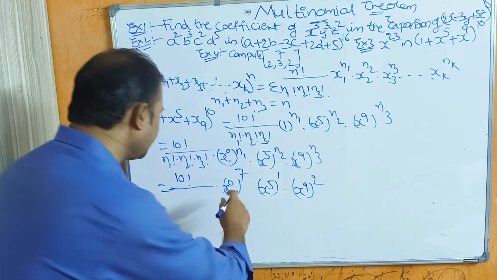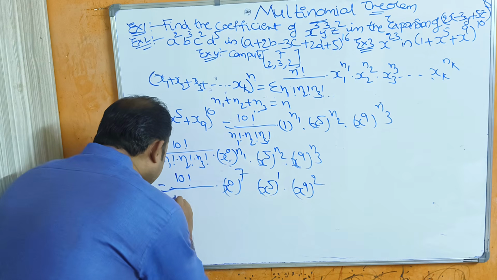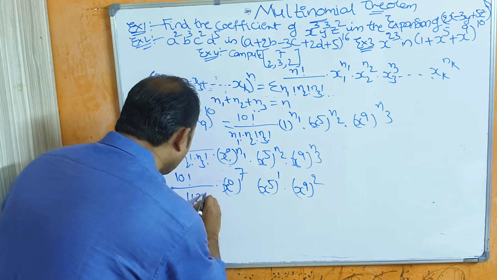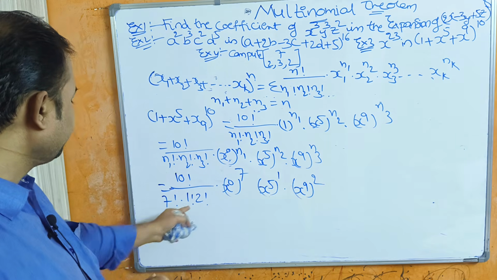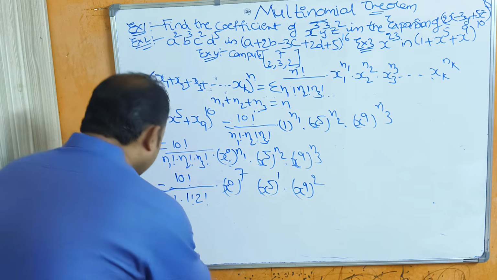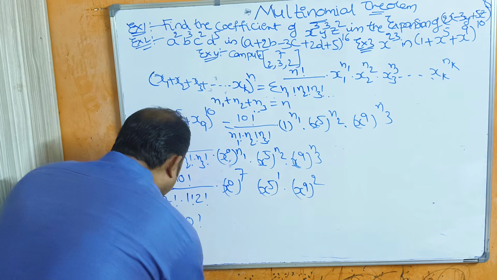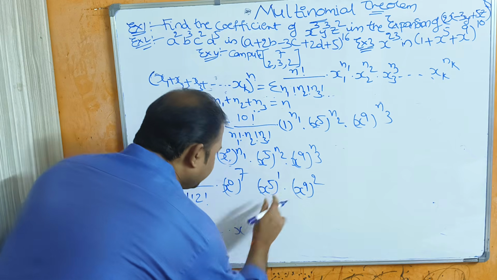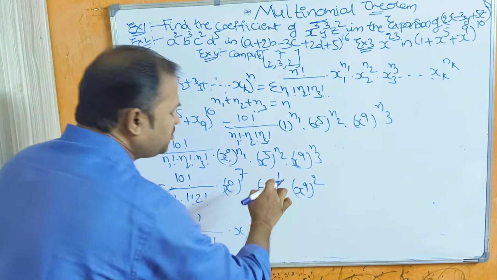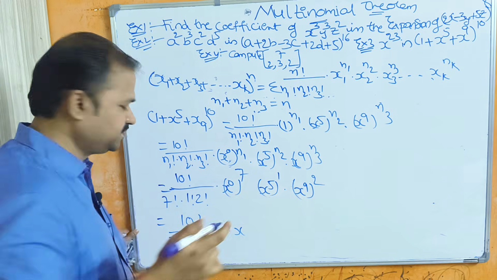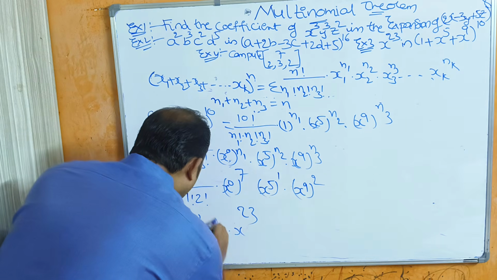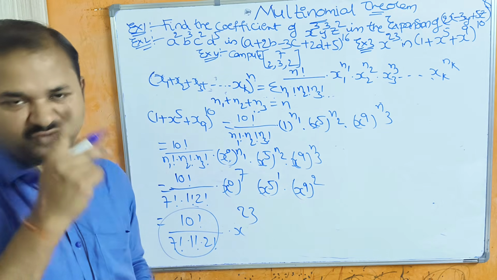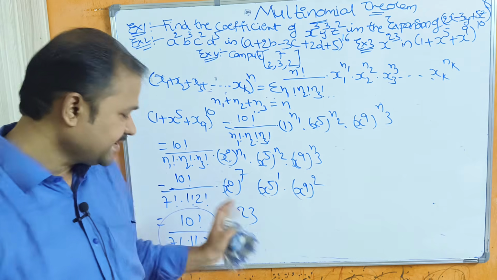Okay. So 10 factorial by, so what is n1? n1 is 7. So 7 factorial into n2 means 1, so 1 factorial into n3 is 2. So 10 factorial by 7 factorial into 1 factorial into 2 factorial, into x power 9 into 2 means 18, x power 5 into 1 means x power 5, 0 into 7 means 0. So we will get x power 23. So here the coefficient is this one: 10 factorial by 7 factorial into 1 factorial into 2 factorial. So you have to simplify this result in the examination.